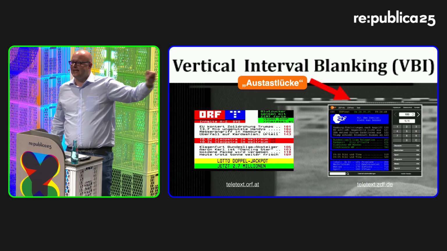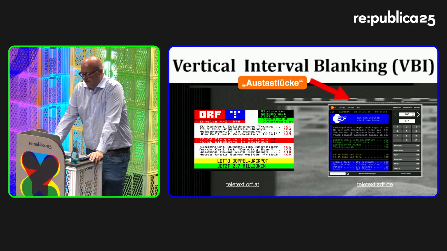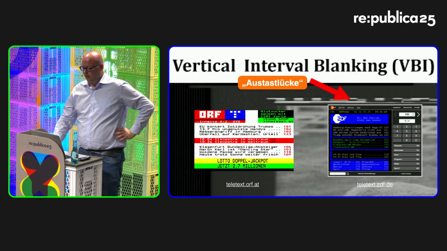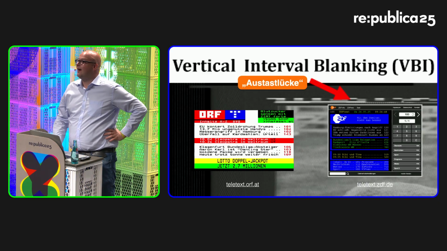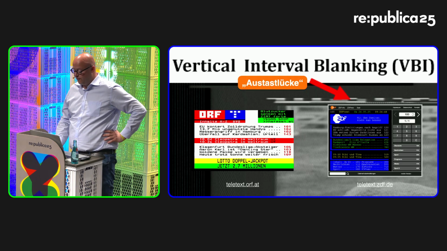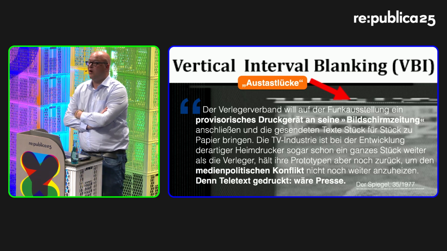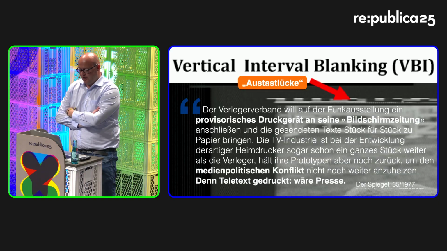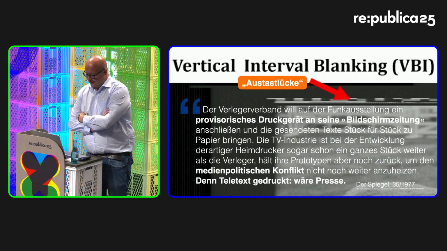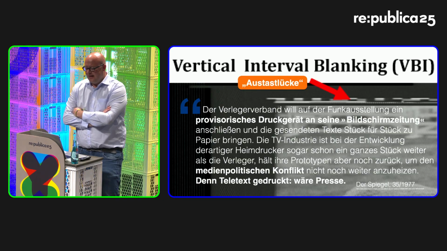But what is this talk about? When this teletext was first broadcast in the 70s in this vertical interval, there was quite a commotion going on about it. And now there's a quote from a Der Spiegel article from 1977. And it said that the Publishers Association wants to connect a provisional printing device to its screen newspaper at the Funkausstellung and put the broadcast text on paper piece by piece.